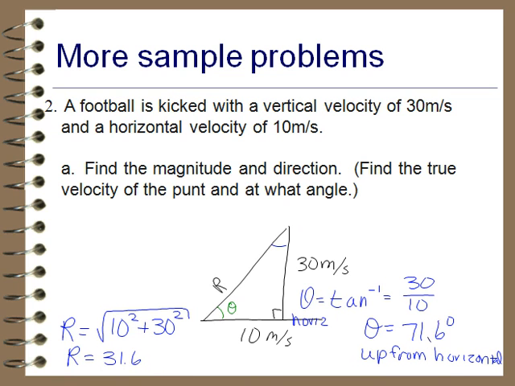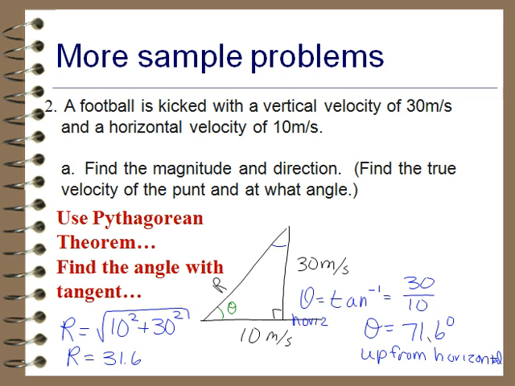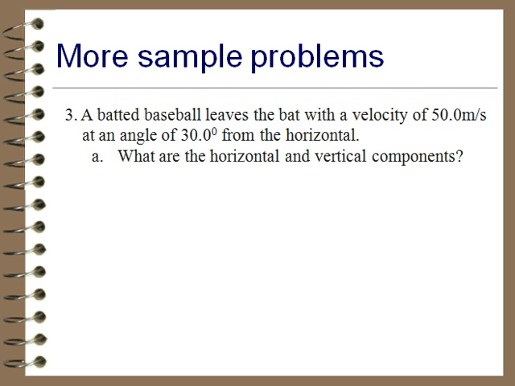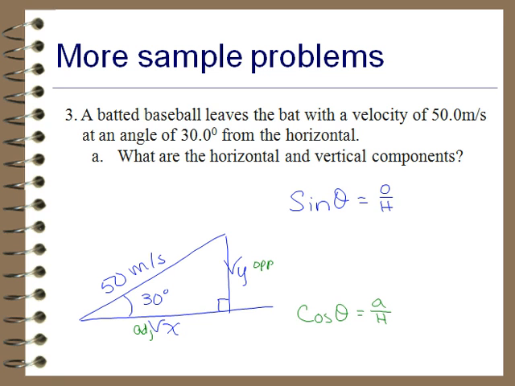One more example before we move on to another concept. Okay, one more sample. Here we go. A batted baseball leaves a bat with a velocity of 50 meters per second at an angle of 30 degrees from the horizontal. What is the horizontal and vertical component? So we're going backwards from what we did with the last one. This is more like our very first problem. So we probably better draw out our picture.